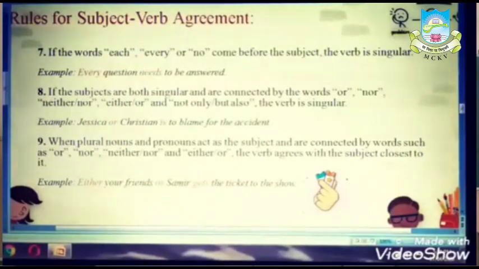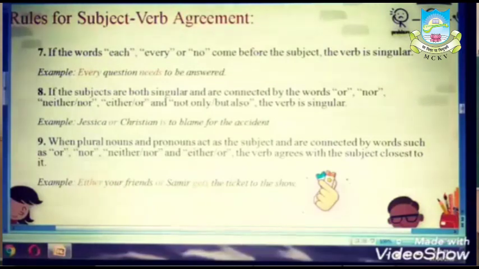Now see rule number 7. If the words each, every or no come before the subject, the verb is singular. What does this mean? Every question needs to be answered. I repeat once more. If the words each, every or no come before the subject, the verb is singular. Now find out the subject over here. Question. As I told you before, every is before the subject, question, so it is taking a singular verb.